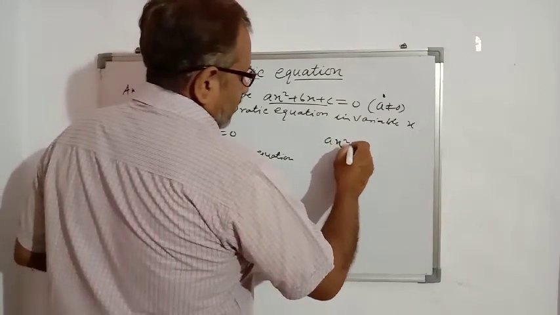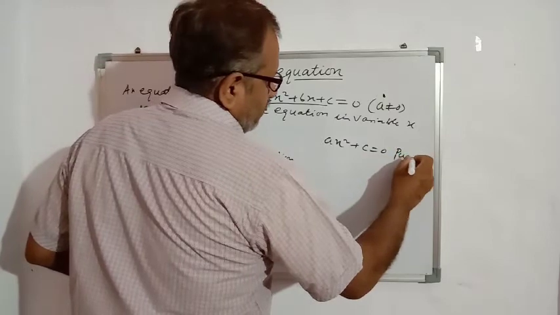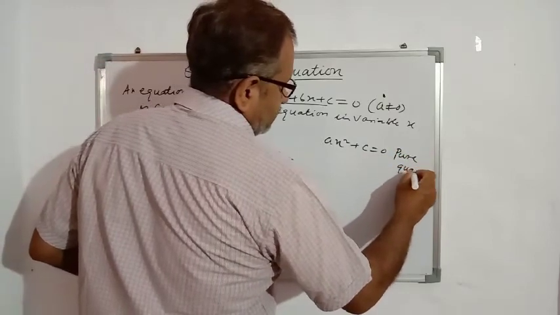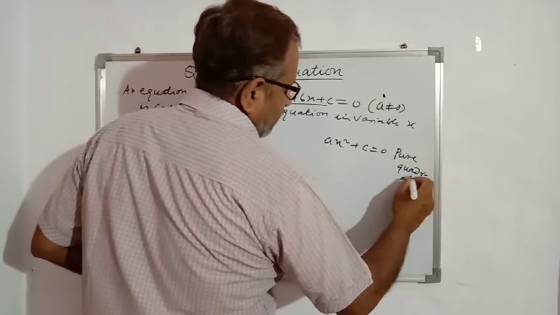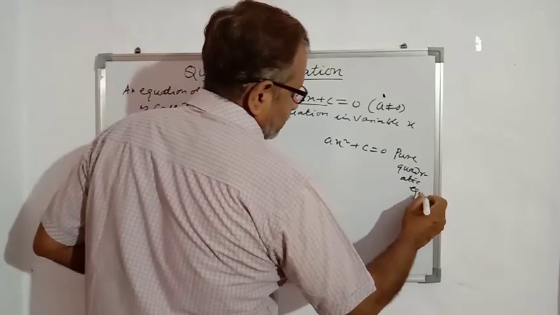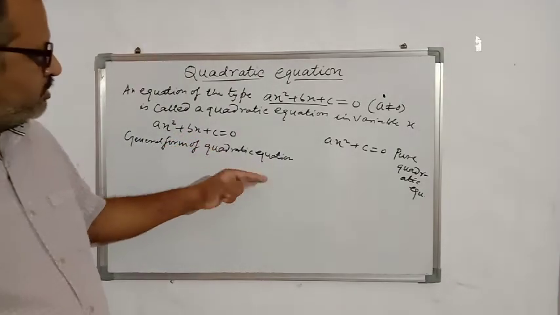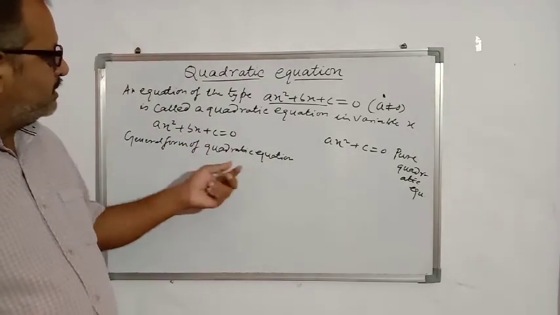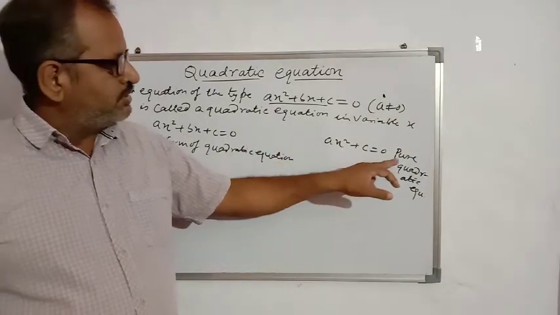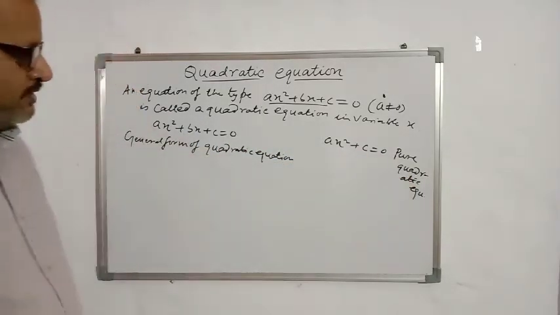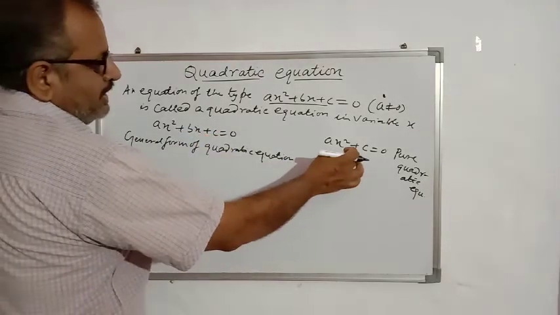And ax square plus c is equal to 0 is pure quadratic equation. Ax square plus bx plus c is equal to 0 is general quadratic equation. And ax square plus c is equal to 0, then it is called pure quadratic equation. Here the term containing x is not present.